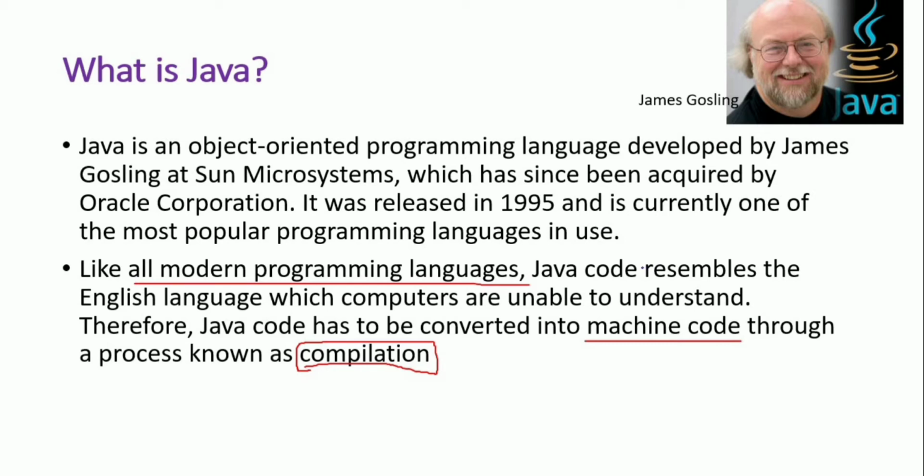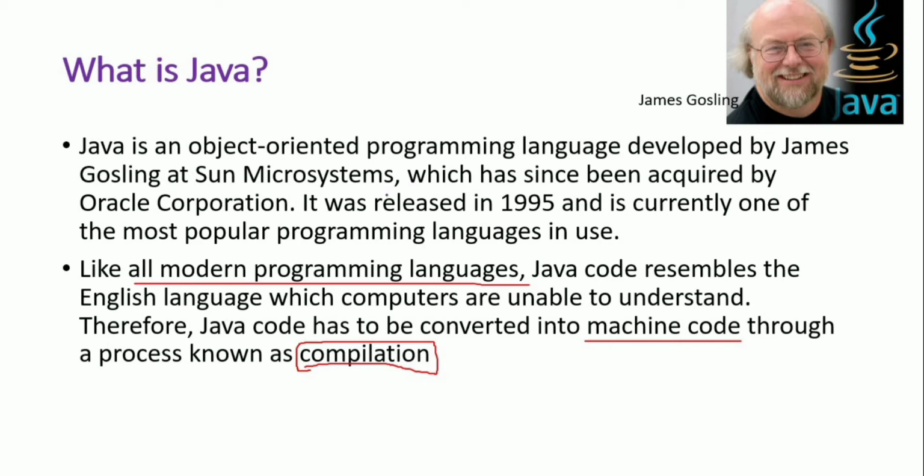Java is an object-oriented programming language. It was developed by James Gosling. Sun Microsystems was a research center where James developed the programming language. It was released in 1995 and it's currently one of the most popular programming languages in use. Why it's popular, we'll discuss in the next slide.